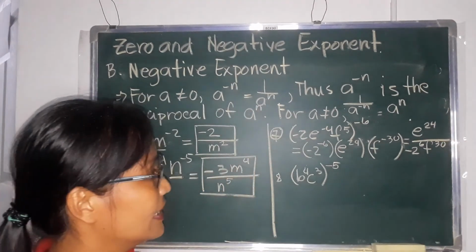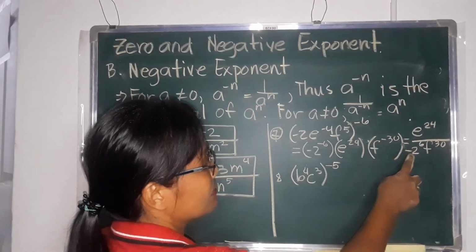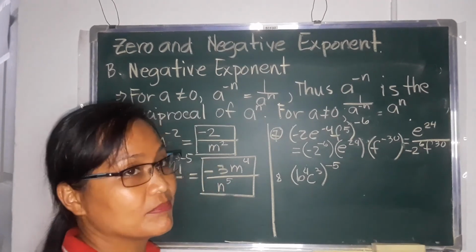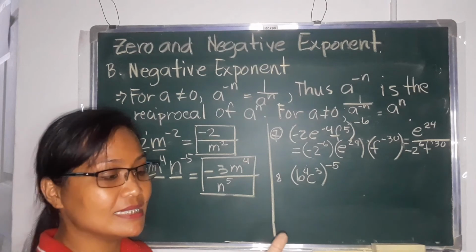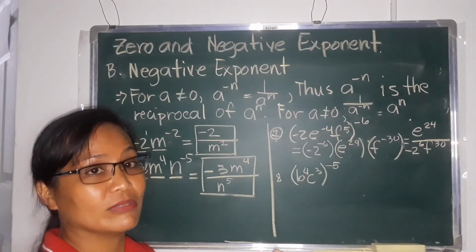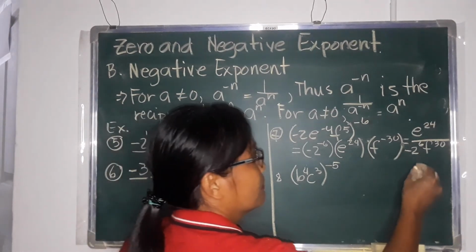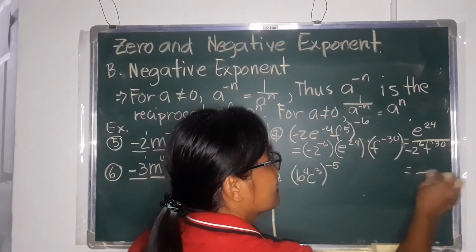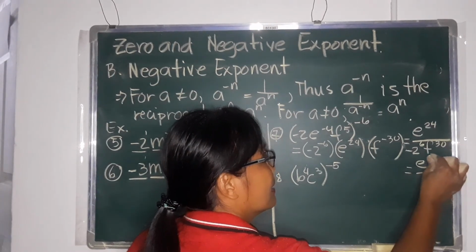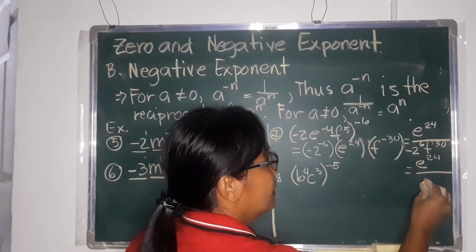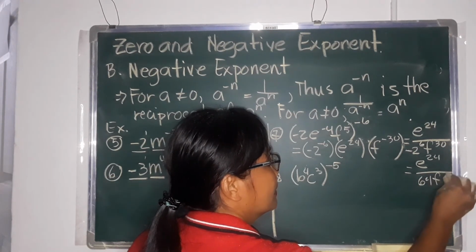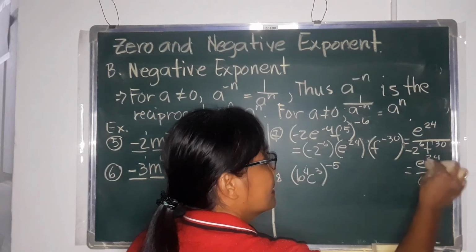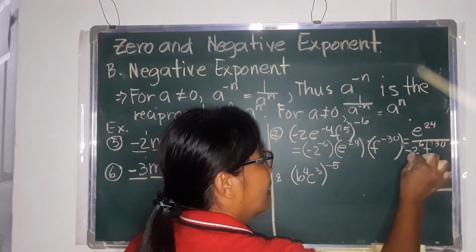So is this our final answer? No. So we need to simplify 2 raised to 6. 2 times 2, 4. 4 times 2, 8. 8 times 2, 16. 16 times 2, 32. 32 times 2, 64. So our final answer is e raised to the 24th power over 64 f to the 30th power. So this is our final answer.